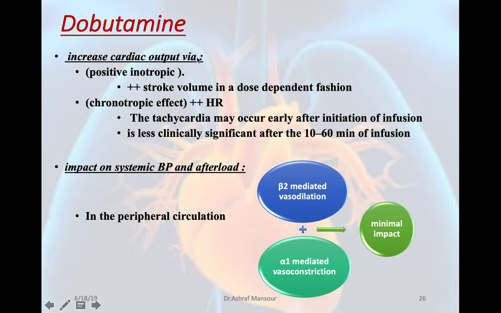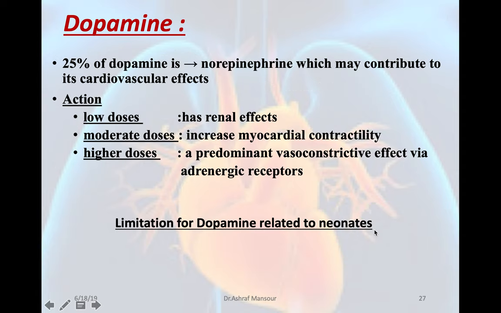Dobutamine increases cardiac output via a positive inotropic effect, increasing the stroke volume depending on the dose. The chronotropic effect will increase the heart rate, which happens during the first hour after initiation of the medication. Regarding the impact on systemic blood pressure and afterload in the peripheral circulation, beta 2 mediated vasodilatation and alpha 1 vasoconstriction cause minimal impact. Dopamine, 25% of which is changed into norepinephrine, which may contribute to its cardiovascular effect, in low dose has a renal effect through the dopamine receptor; in moderate dose it increases myocardial contractility with little effect on the heart rate; in higher dose it is a predominant vasoconstrictor through the adrenergic receptors.